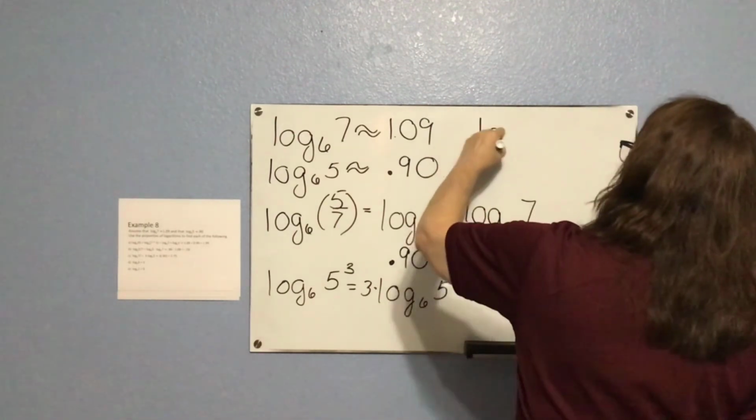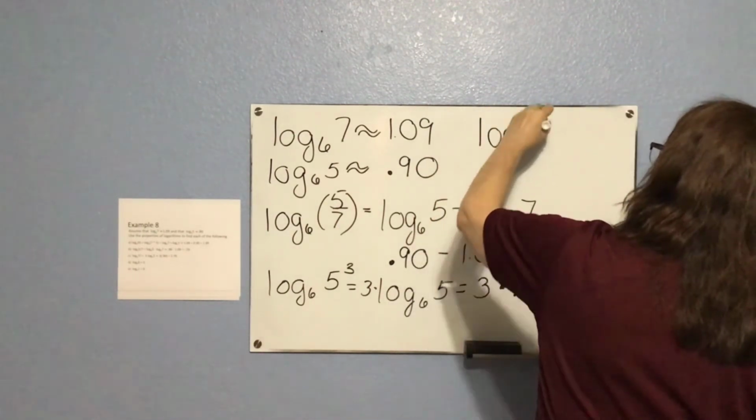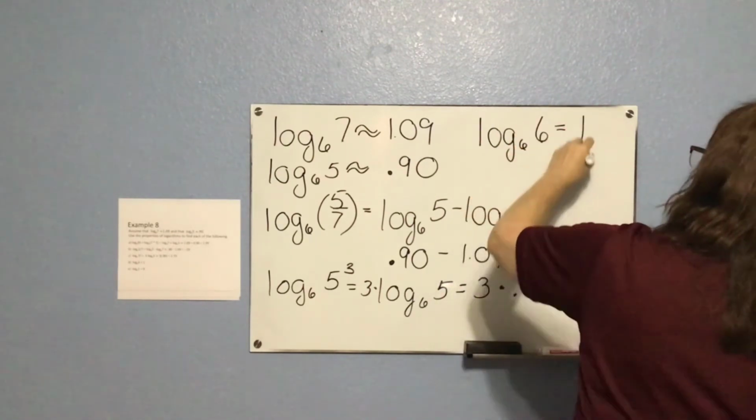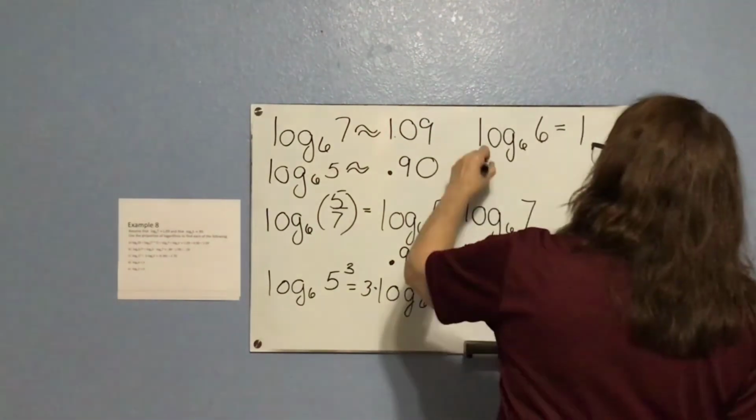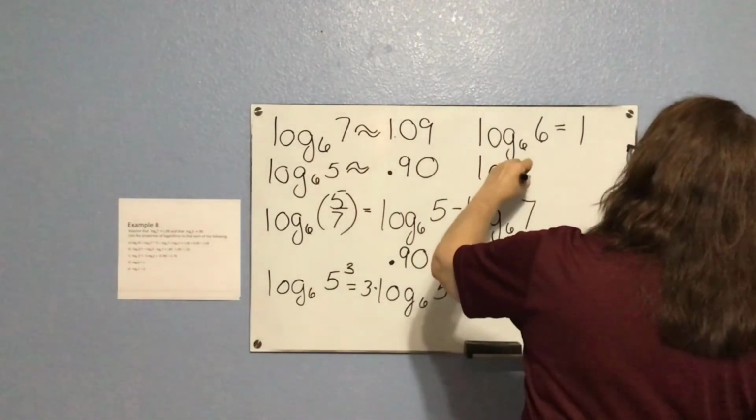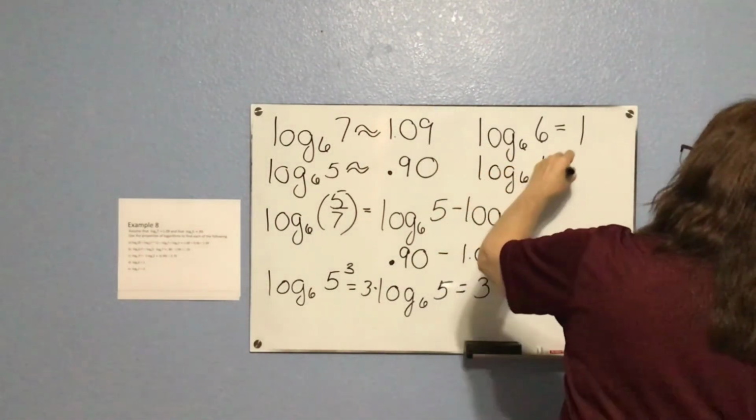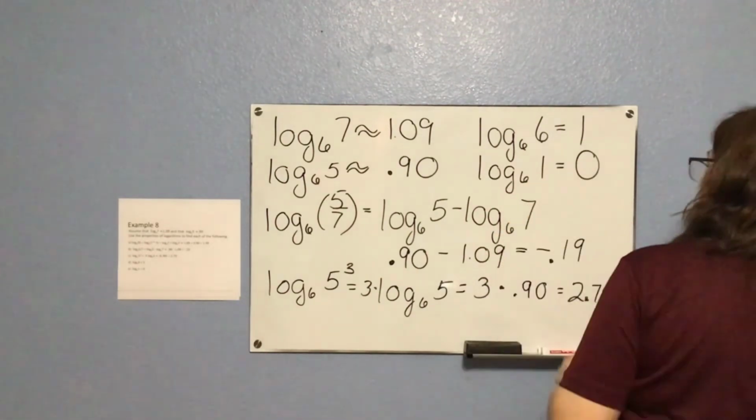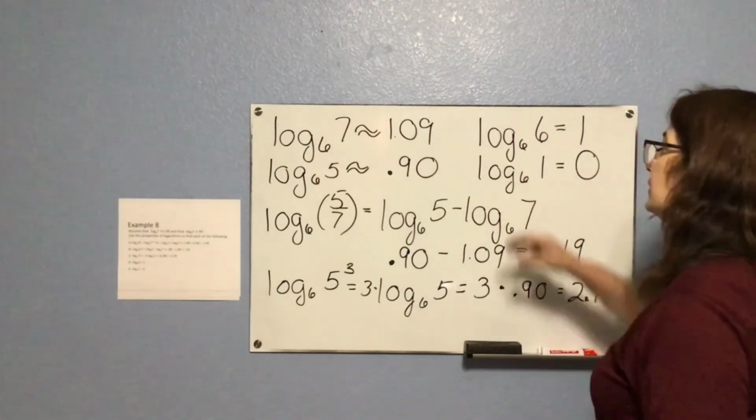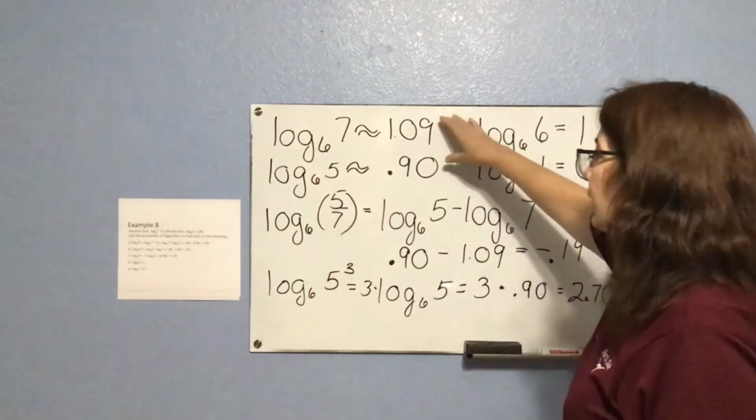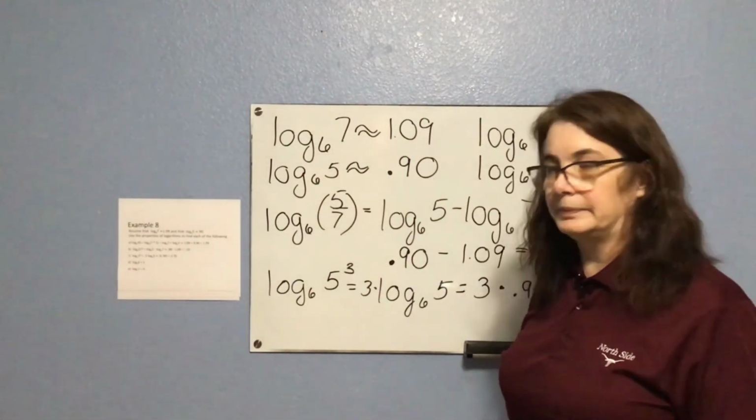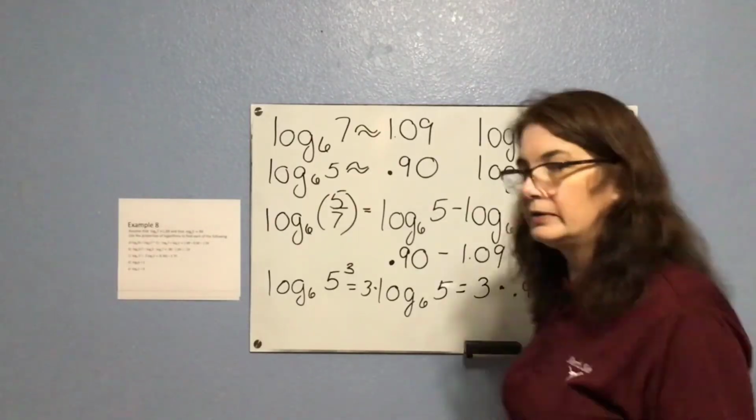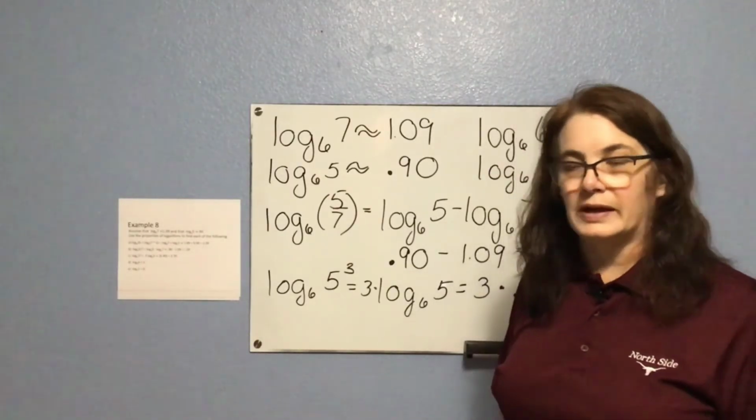Okay, and a couple of easy ones here. Log base 6 of 6 would be 1. And the log base 6 of 1 would be 0. So by knowing just these two facts, I could do several things without even using a calculator. Pause your video now and work on checkpoint 7.